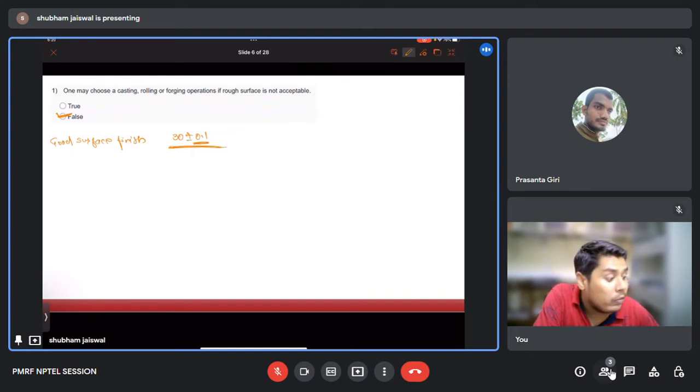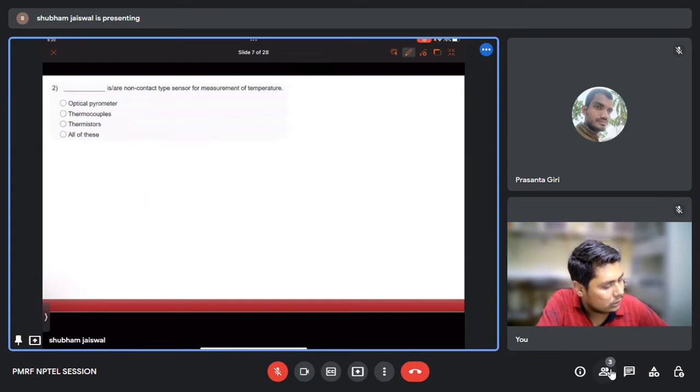But if we need the higher finish, then we need to go for some other operations like grinding and polishing. So if we need a good surface finish, we need to go with machining with some grinding and polishing operation. So here they have asked, one may choose casting, rolling or forging operation if rough surface is not acceptable. If the rough surface is acceptable, then definitely we can go with casting, rolling or forging. But in this case, this is not the case. So the answer will be false.